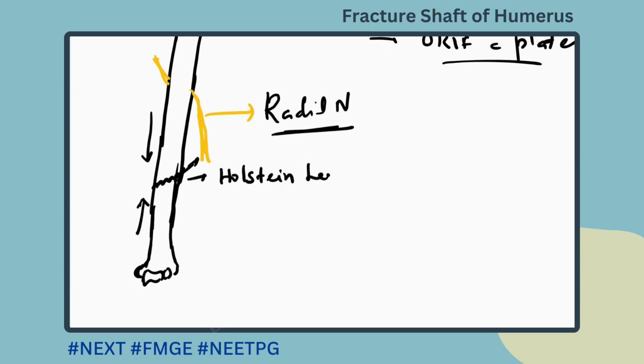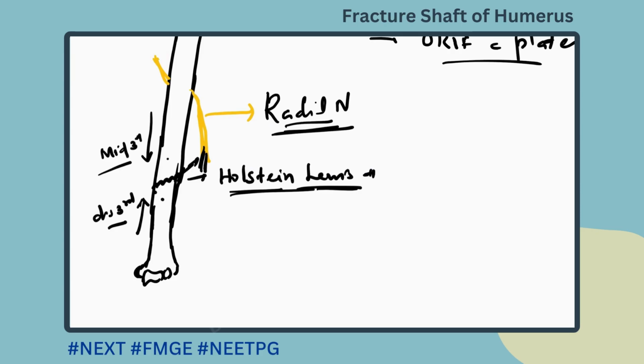So Holstein-Lewis fracture is a fracture of the humerus at the junction of the mid-third and distal third, and because of this fracture, the radial nerve gets injured. Such a fracture is called Holstein-Lewis fracture. So the MCQ comes like this. In a Holstein-Lewis injury, what is the nerve that is injured? Answer is radial nerve. Very simple. So in a humeral shaft fracture, if it happens at the junction of the middle third and distal third, and this fracture causes radial nerve injury, such a lesion is called Holstein-Lewis injury or Holstein-Lewis fracture.